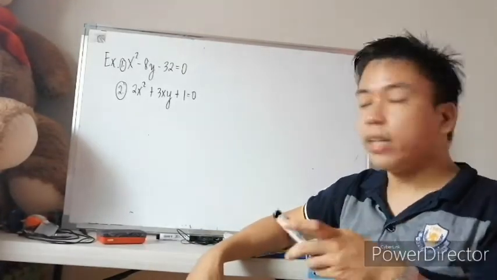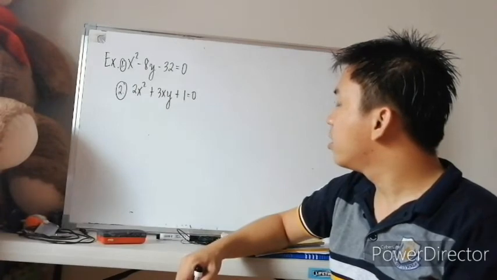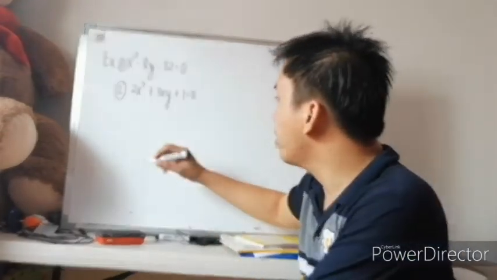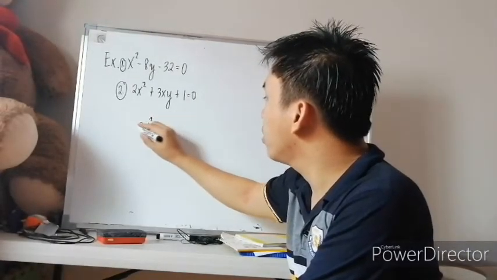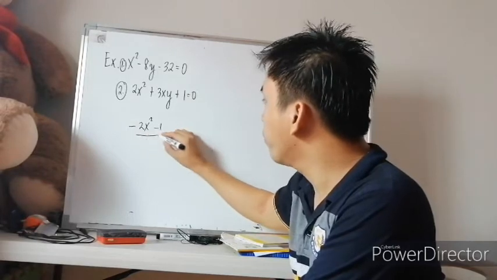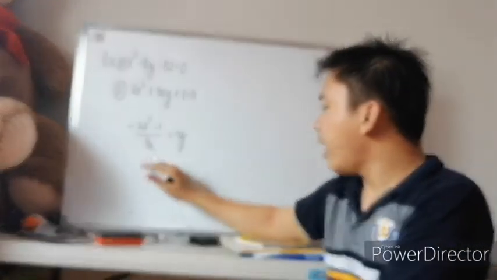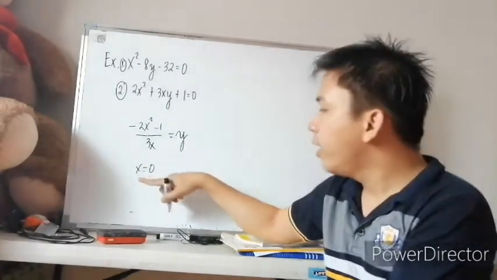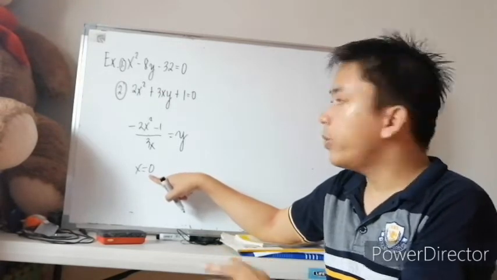Now, let's check the asymptote. If I solve for y in terms of x, I shall be able to get 2x squared minus 1 over 3x equals y. So at x equals 0, because this becomes 0 when x is 0, this is now the vertical asymptote.